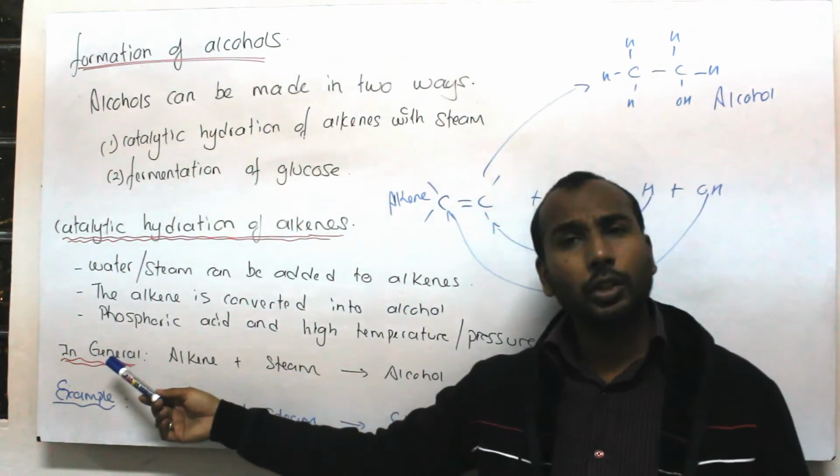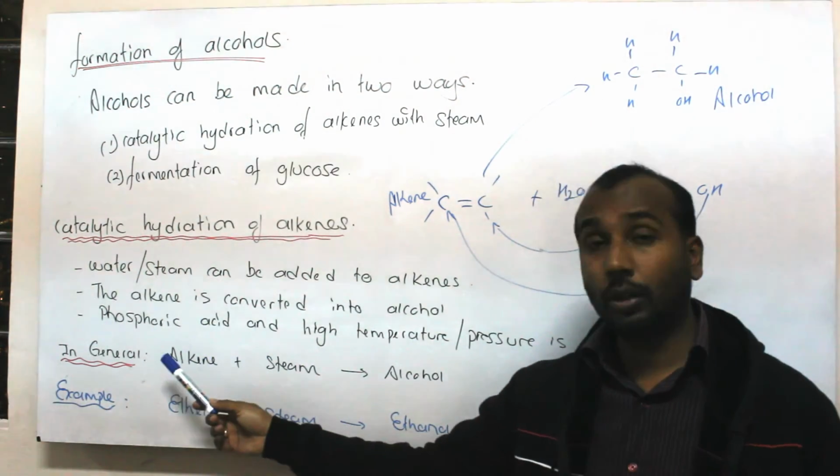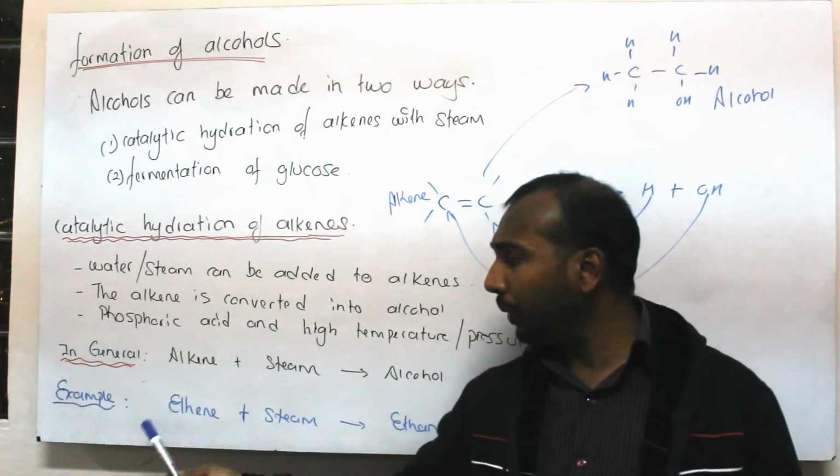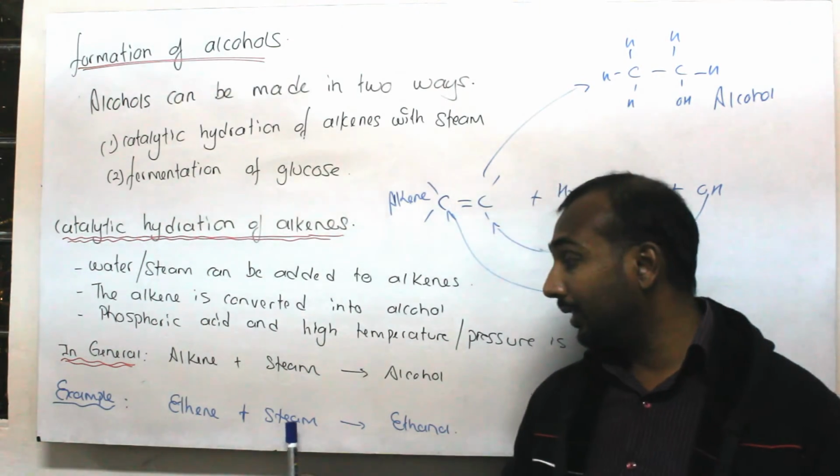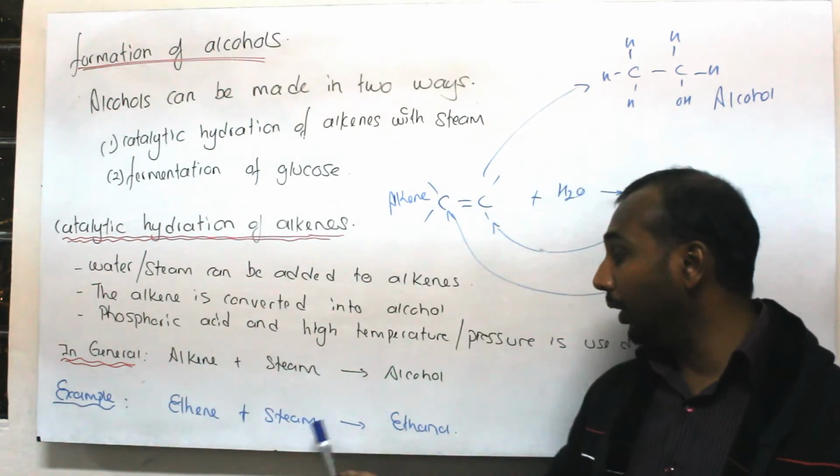Now, this is in general how the reaction occurs. More specifically, if we consider, for example, ethene, and we add steam across ethene, then the ethene becomes ethanol.